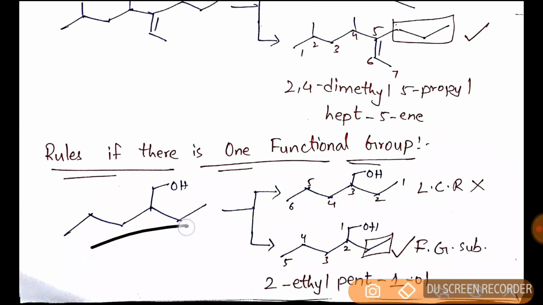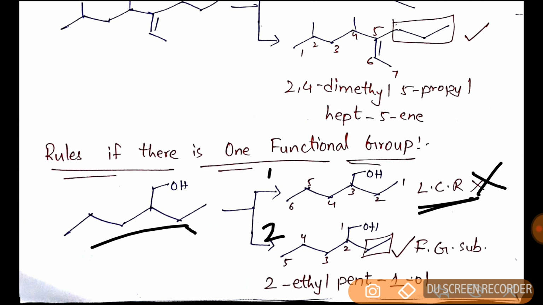Okay, this alkyl chain can be written in two ways. The numbering is given in two ways. This is 1 and this is 2. In the first way, the numbering is given according to LCR, as I have told you. If there is any functional group, LCR should not be considered. And in the second case, the functional group is given preference. So from here, the numbering has been given.